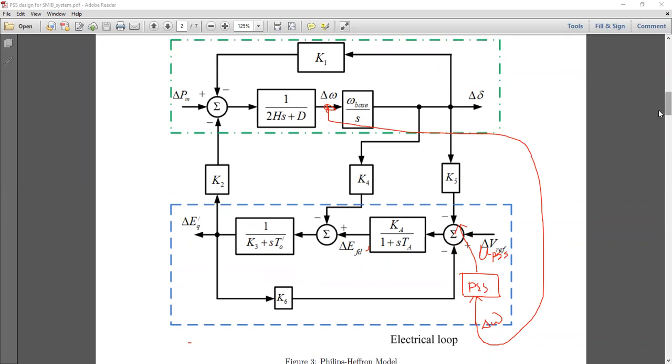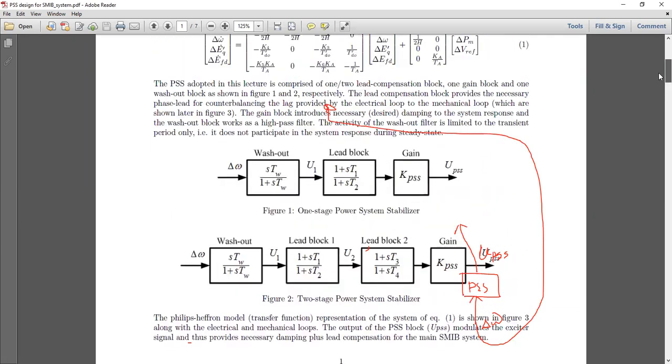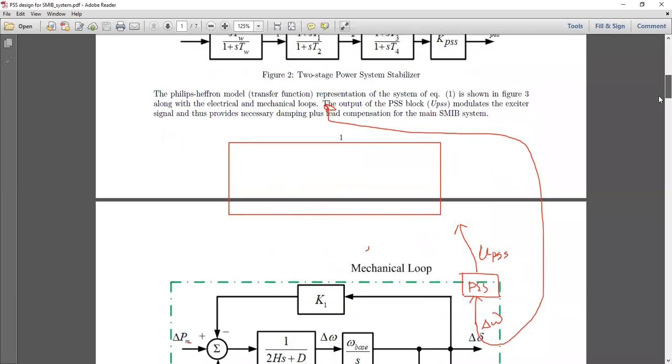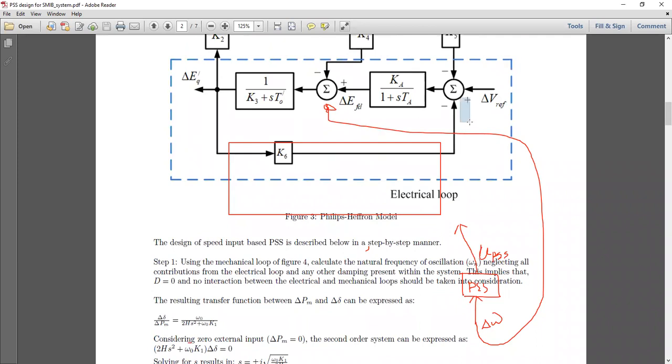That means this PSS block, if it is a one stage PSS, you can clearly see del omega is coming as the input, and this is the full PSS block. So del omega is the input to the PSS, and UPSS is coming out from the PSS, the control signal generated by the stabilizer that would ultimately go to this summing junction, here, at this point. So this is the UPSS.